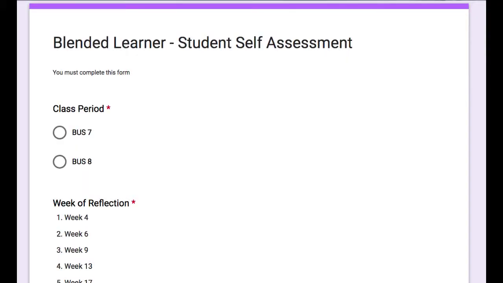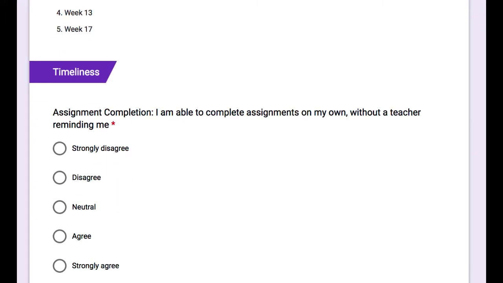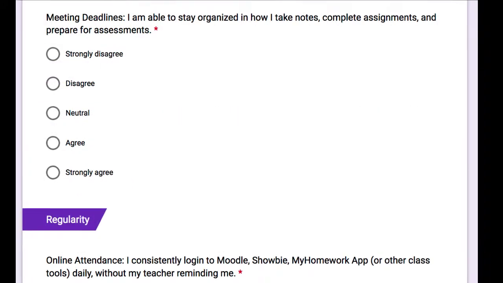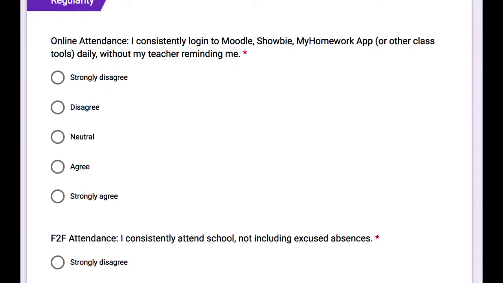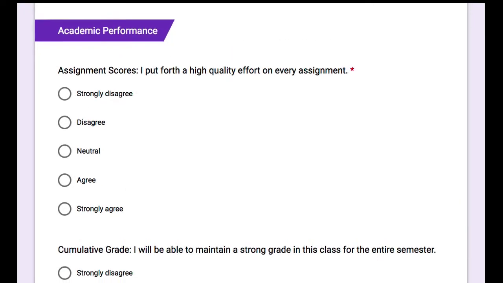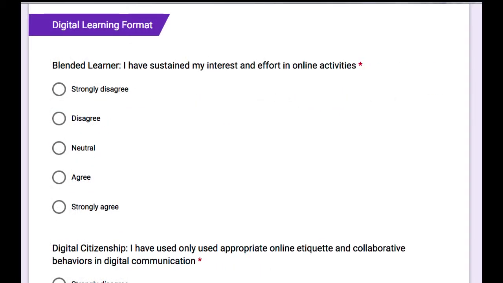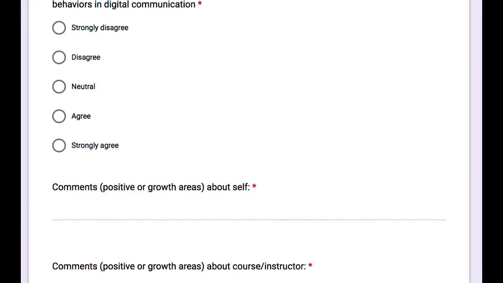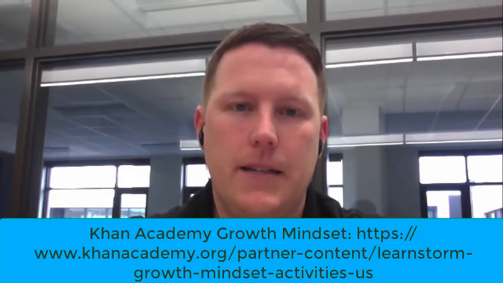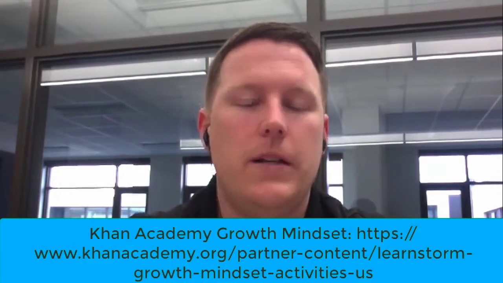And they do what we call at Johnston a blended learner self-assessment. It's a Google form they fill out every few weeks, and it asks them about key components of online learning success, like their regularity with online tools. Are they checking in? Are they participating? Not just their academic success, but how they feel about how they're doing, their confidence. Then there are some free response questions about what they need from themselves, or what they need from the instructor to be successful. And so that is a part of our language. And then also the Khan Academy growth mindset activities are helpful, and so we use those as well. It's also a good way to get them introduced to using Khan Academy in class.